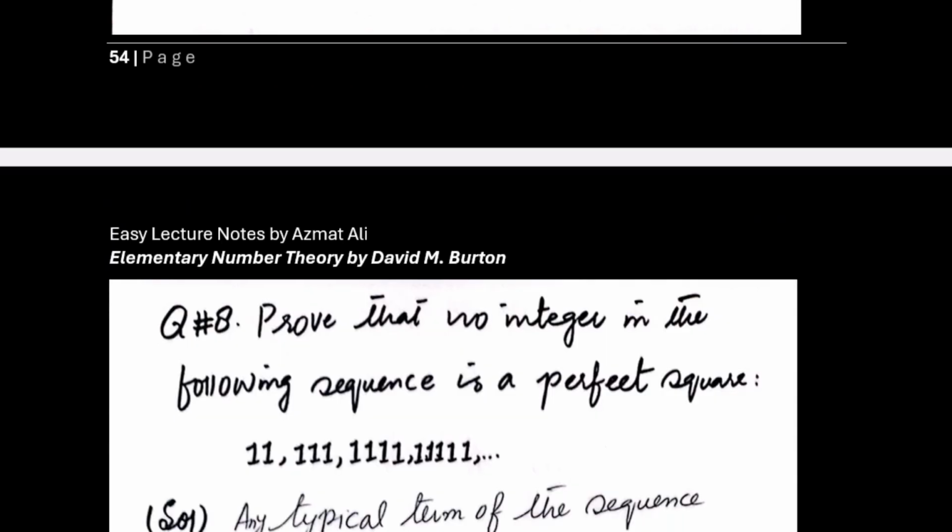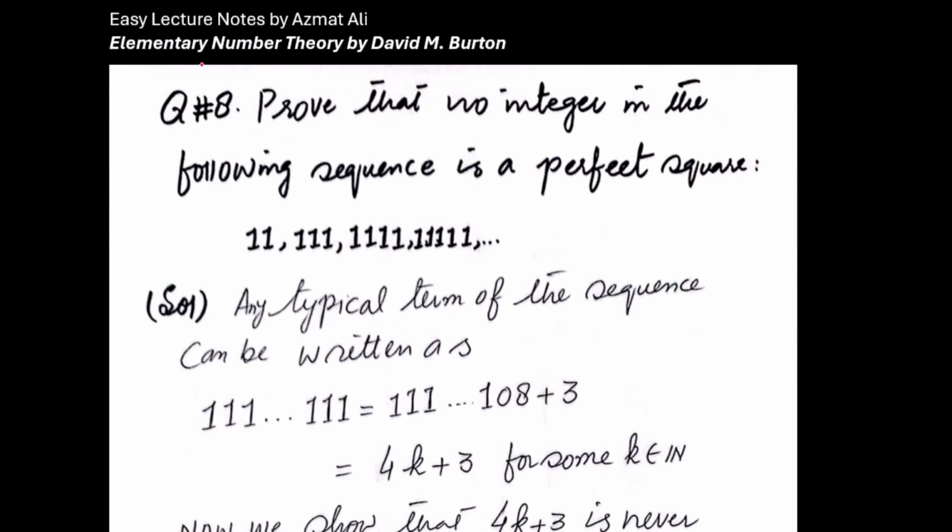Next, question number 8 is also an interesting question. We will discuss this question in two ways. In this question, we have to show that there is no integer in the sequence 11, 111, 1111, 11111, and so on, which is a perfect square. None of the numbers in this sequence is a perfect square.